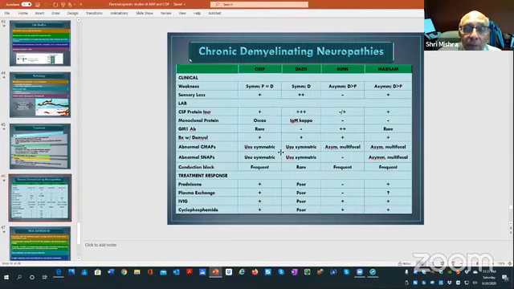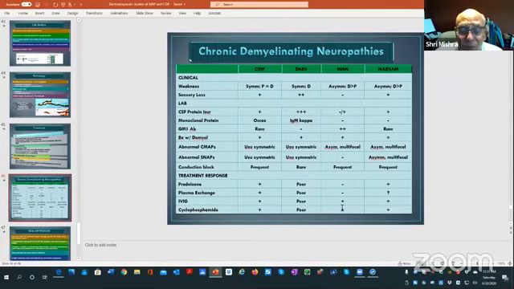Abnormal CMAP is usually symmetric, and SNAP is also symmetric. Conduction block is rare, and the response is not very good. Okay, you can try, but not very good. The MMN is good, and they are symmetrical, multifocal, and they do have GM1 antibodies very often positive. And conduction block is very frequent, okay? They don't respond to anything else except IVIG.